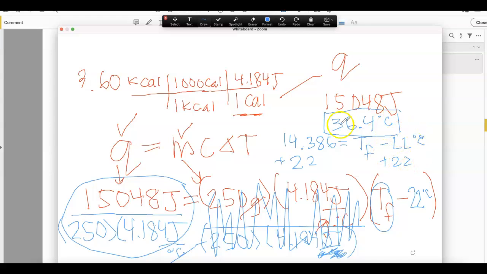So it started at 22 and ended at 36.4 with this much energy put in. It's just a different rearrangement. This time you have Q and you're solving for T final. They could even give you all T's, all C's, all Q's, and you could solve for mass. There's no reason you can't solve for any of the variables involved in the problem just by using algebraic manipulation. You just have to make sure you plug the variables in the correct locations.